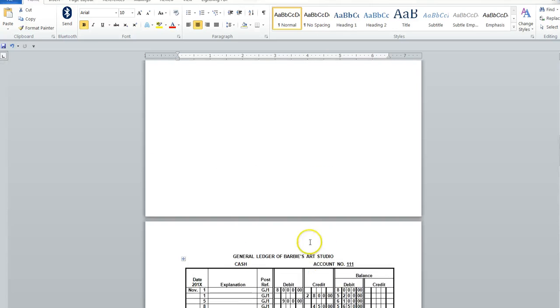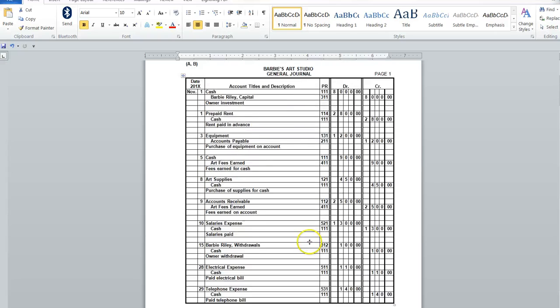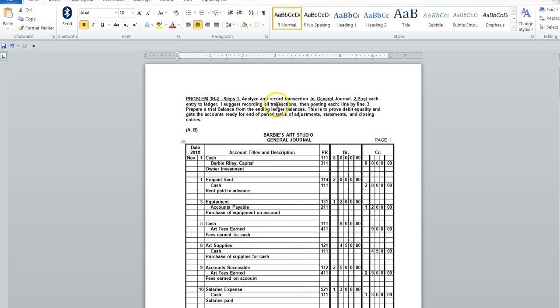But let's come back to the starting point. Again, we want to analyze and record each transaction first in the journal, the book of original entry. Then we're going to post each transaction to the ledger that you saw below, and I always suggest recording the transactions first and then posting each to the ledger on a line-by-line basis.